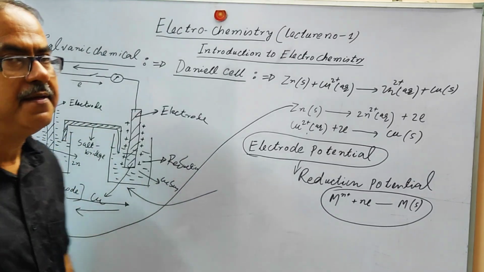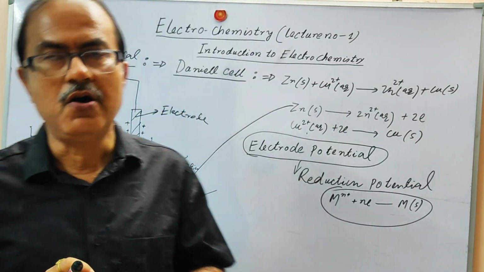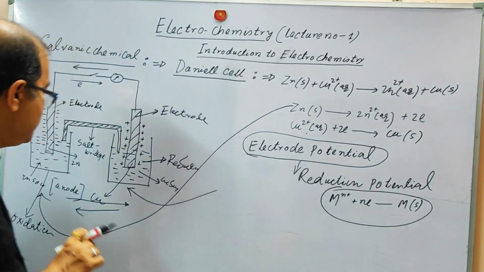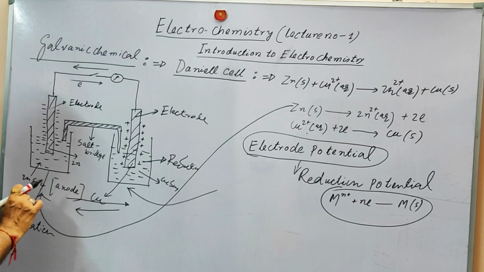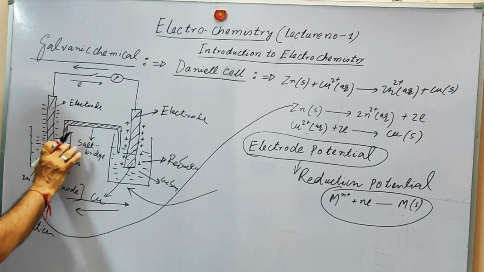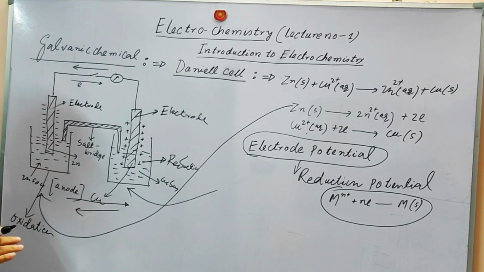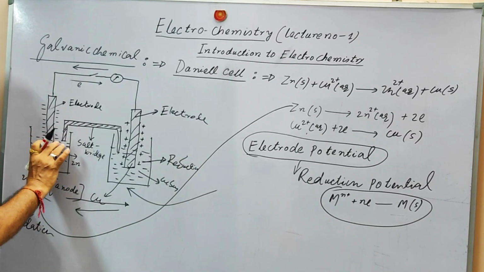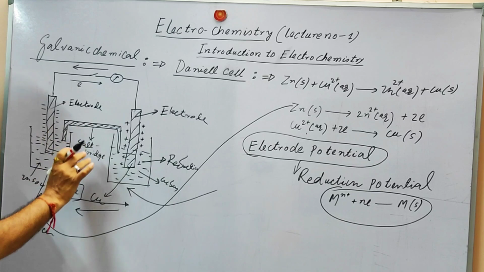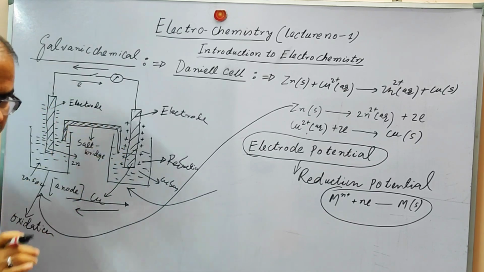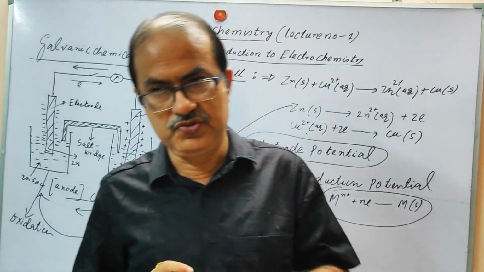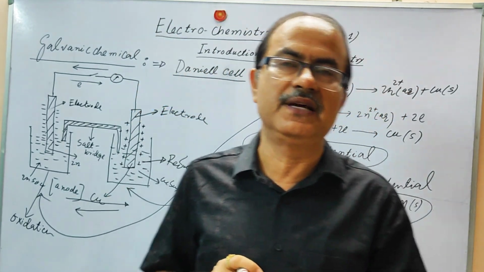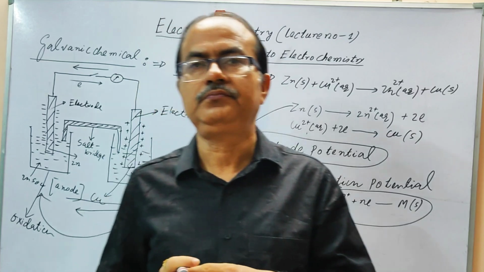The salt bridge is basically maintaining the neutrality of the solutions, because when the Zn2+ is coming here, what is going to happen? There will be a charge imbalance, and this charge imbalance will be maintained by the salt bridge by migrating the appropriate anions from one direction to the other.